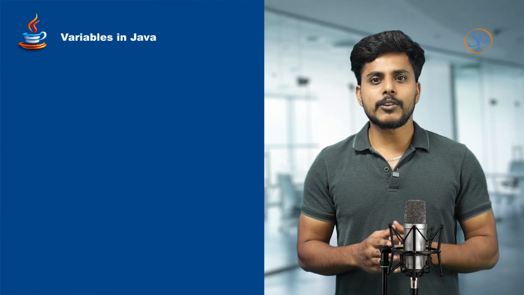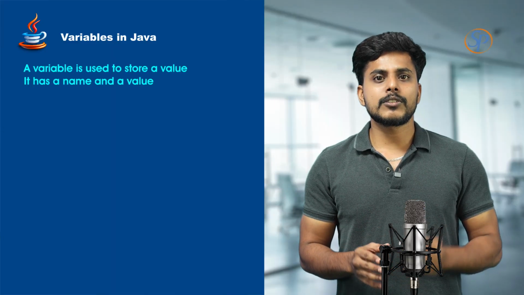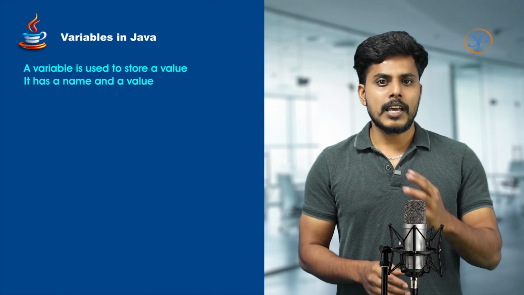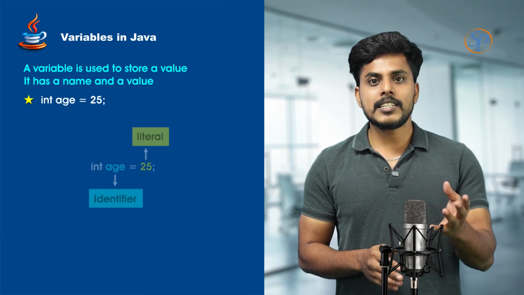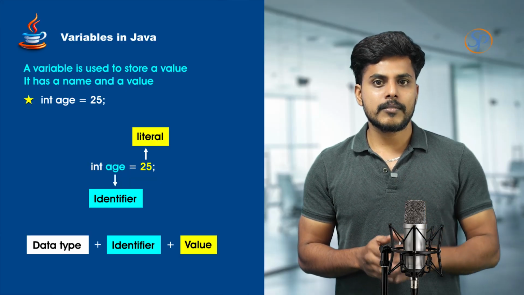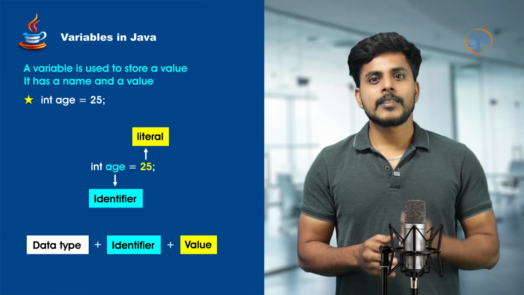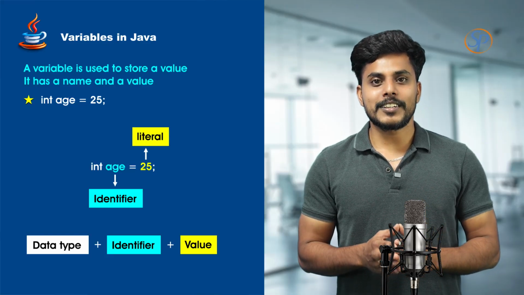In the previous video, we learned about variables in Java. A variable is used to store a value. It has a name and a value. Example, int age equal to 25. Here, age is variable name, 25 is value. Now think, what if we want to pass many values? Not just one value. This is what we are going to solve today.